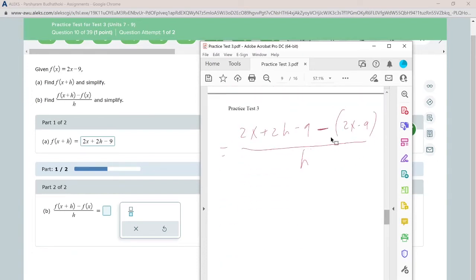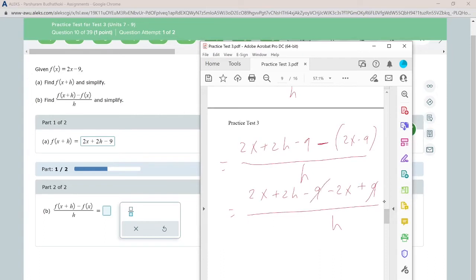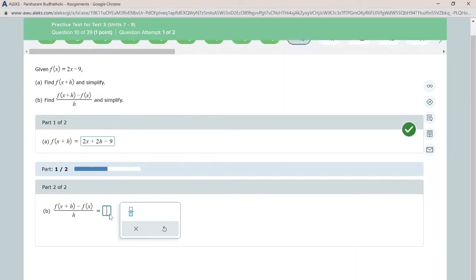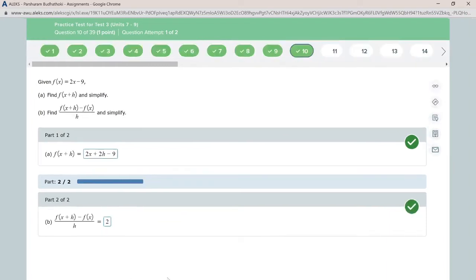So if you distribute this minus here, that will be 2x plus 2h minus 9, negative 2x, negative times negative is positive 9, over h. This positive 9 and this negative 9 will cancel out. Eventually this negative 2x and this positive 2x also cancel out. There is a 2h on the top, there is an h on the bottom. Because there is a multiplication sign between the terms on the top, you can cancel one of the h, and eventually the leftover would be just 2. That looks right.